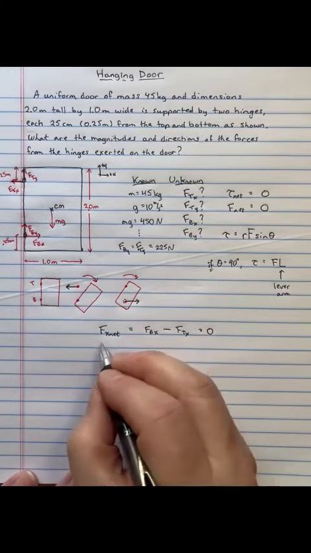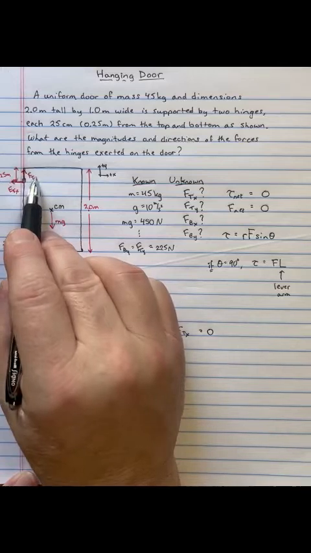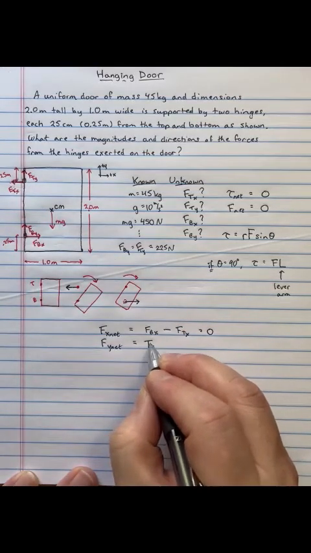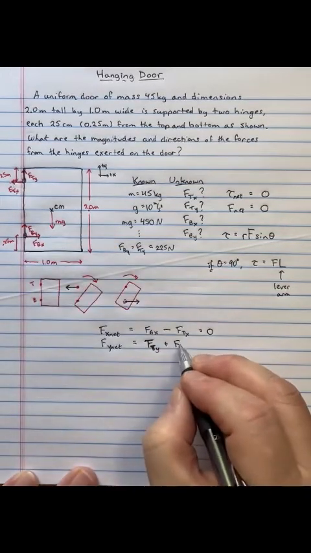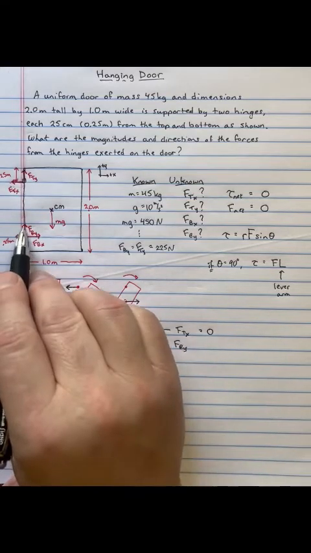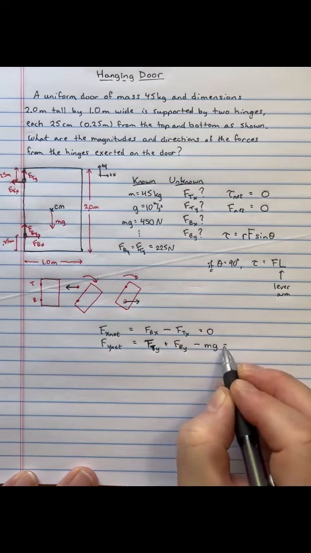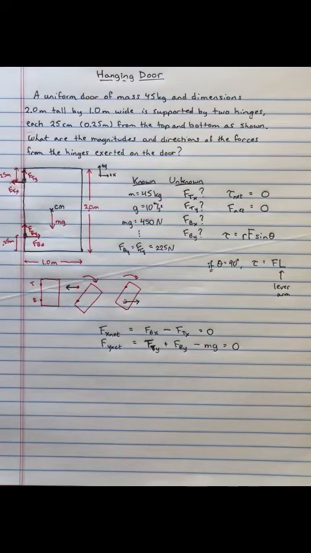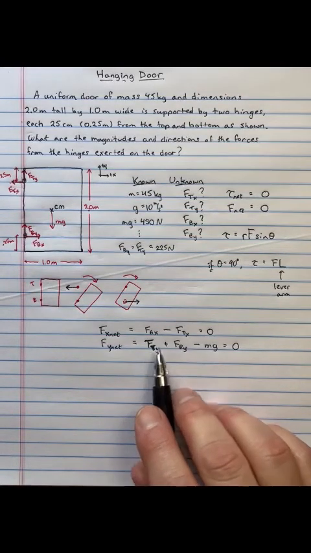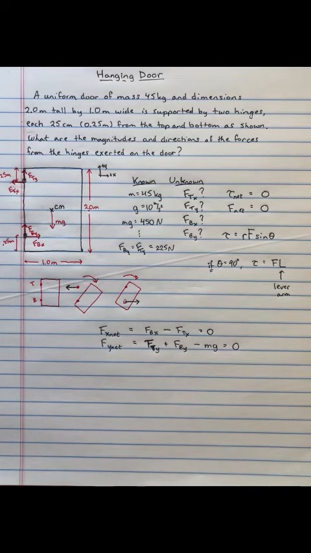Okay, vertical direction, Fy net. We have the force from the top hinge, Fty. Oops, that's supposed to be an Fty. There we go. And we have a force from the bottom hinge, Fby. Now both of those are going up. And then there's the weight of the door going down. And again, because it's equilibrium, I set that equal to 0. Again, there's no acceleration. This tells us that the two hinges are both holding the door up, which, of course, we just said. And that makes perfect sense.